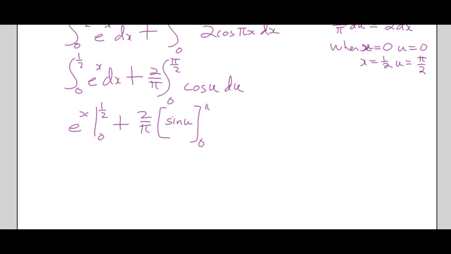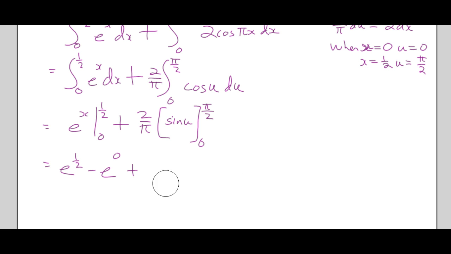And its bounds are 0 to pi over 2. Okay, so working everything out, I guess we toss some equal signs in here. That will be e to the half minus e to the 0, plus 2 over pi times the sine of pi over 2.